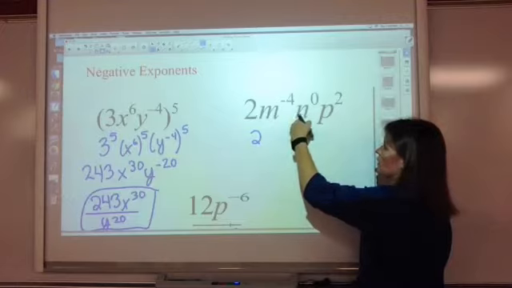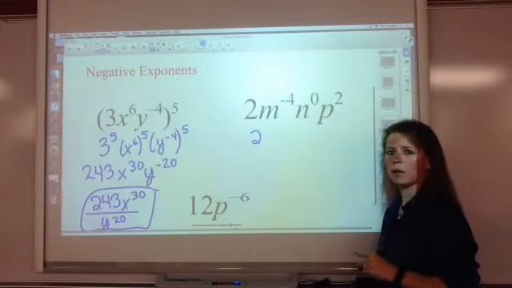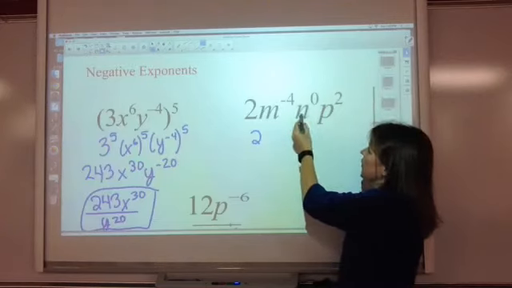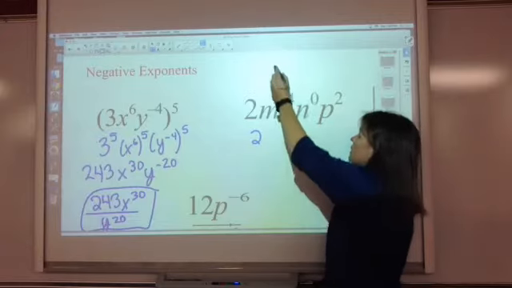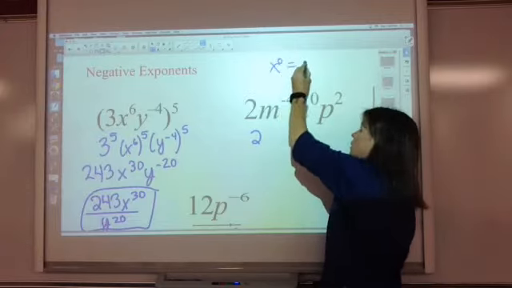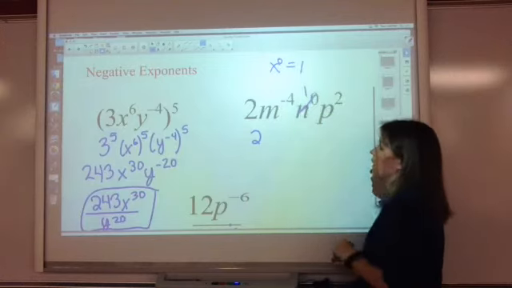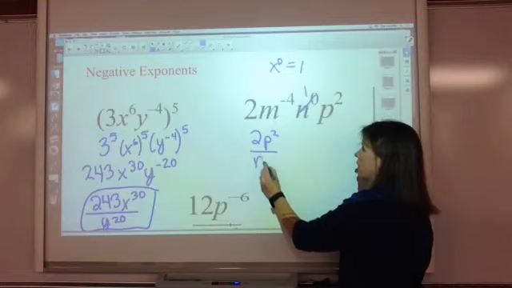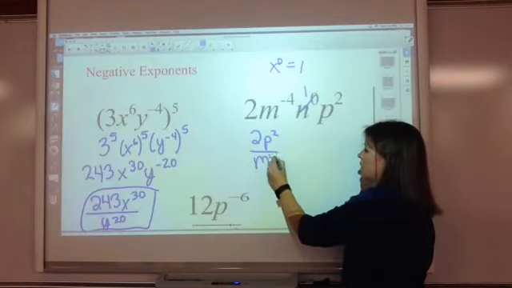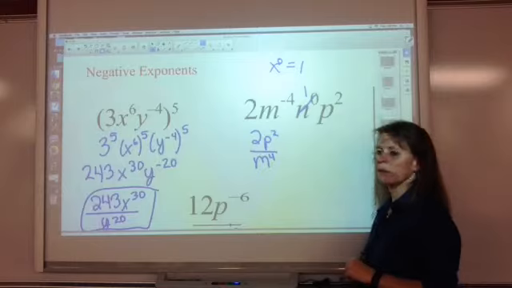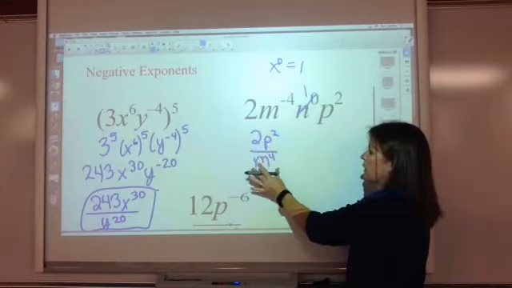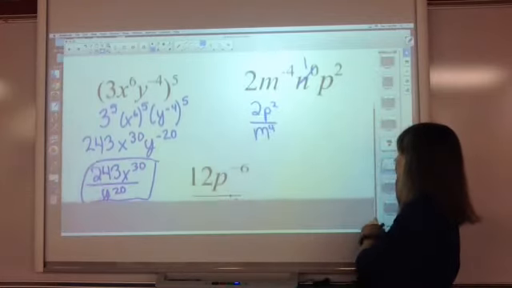The 2 stays. What is anything raised to the 0 power except for 0 itself? Assuming n isn't 0 here, if n is any other number, if you raise something to the 0 power, it will always equal 1. So we can turn that into a 1. 2 times 1 is 2, so it's gone. P to the 2nd power stays up here in the numerator. M to the 4th, changing the negative to a positive, belongs down there in the denominator. 2p squared over m to the 4th. Anything positive stays up here, negative exponents move down.